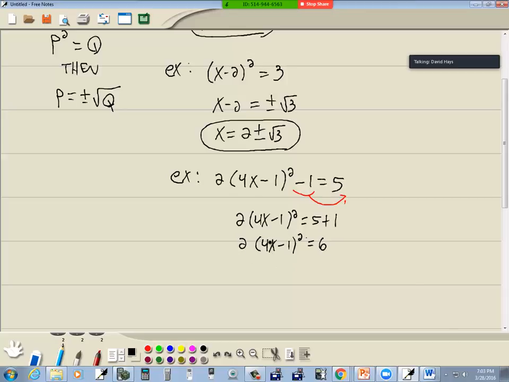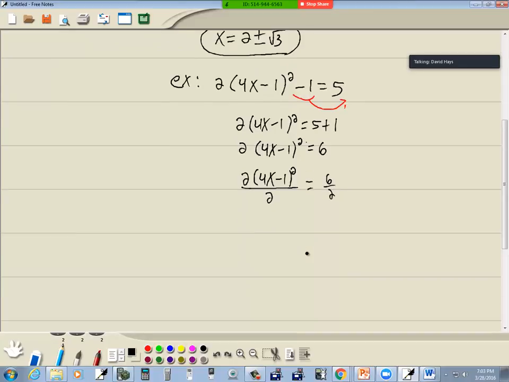Now the squared part is still not by itself because we've got a 2 in front of it. You always do the opposite operation. Here is a minus subtraction, so we added. So that's why it's a plus 1. And here, this is multiplication, 2 times this. So we'll divide. So 2 times 4x minus 1 squared over 2 is equal to 6 divided by 2. Those 2's would cancel. Then I got 4x minus 1 squared is equal to positive 3.